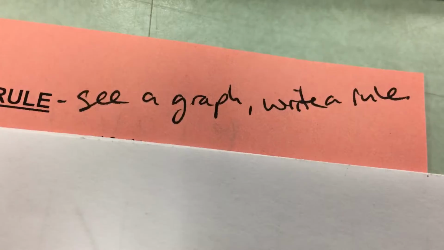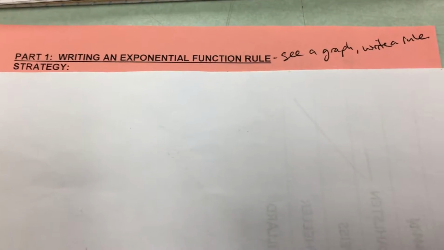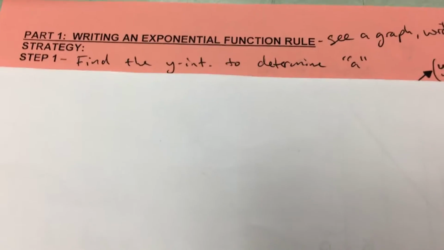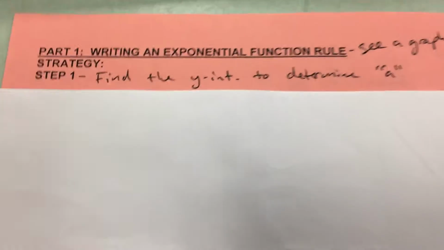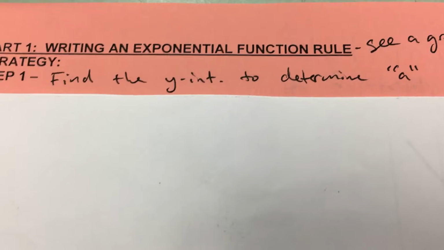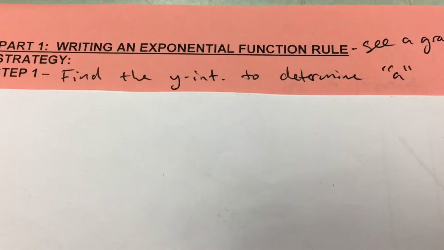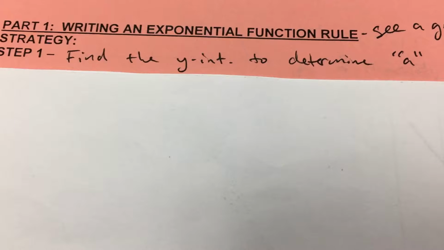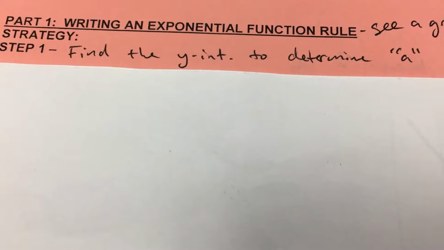Okay, firstly, let's talk about how to do this. So now, we just talked about how we graph. We see a rule and we graph it. Now let's go backwards. What if we see a graph or a table and write a rule? So that's what I wrote right there. So right now, we're talking about how you do this if you see a graph and then you need to write a rule, okay? So step 1, you need to find the y-intercept to determine what A is. So in your table or on your graph, you're going to see where the y-intercept is, and whatever the y-intercept is, that number represents A in your exponential function.